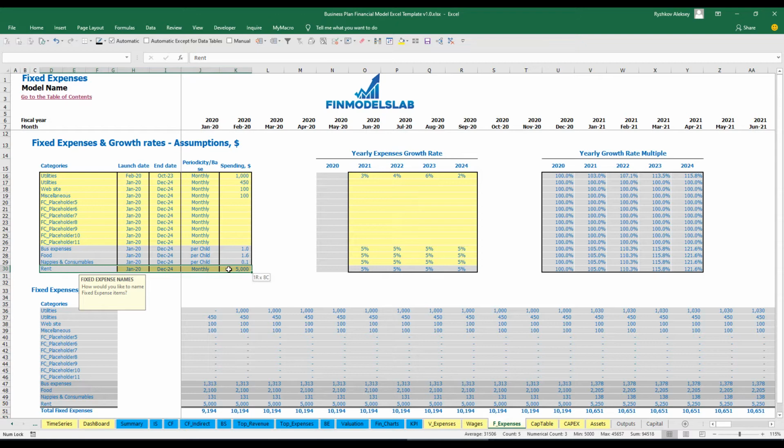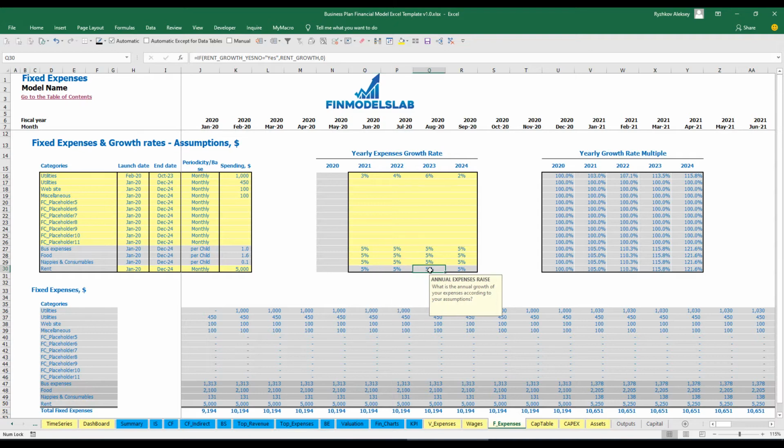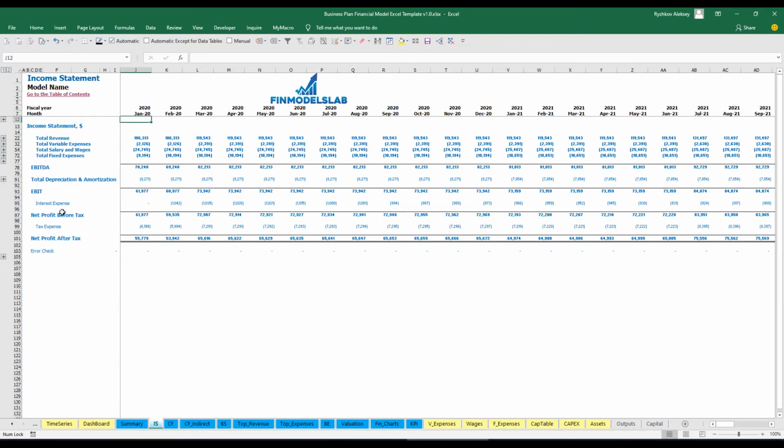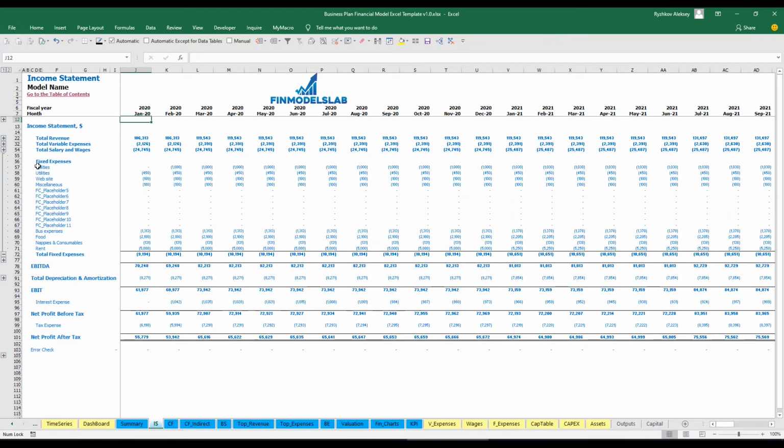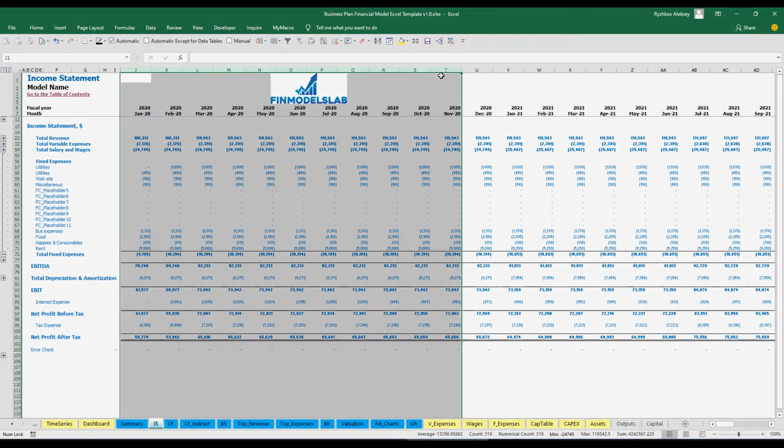Separately, you can also set up rent, which is a predefined cell, but the amount is also changeable, and growth rates for the rent are also connected to the dashboard. That's why you should not change these gray cells. Once you set up all the fixed expenses, you may see them in the income statement, in the total fixed expenses section, where you may see the breakdown by categories and by months as well.